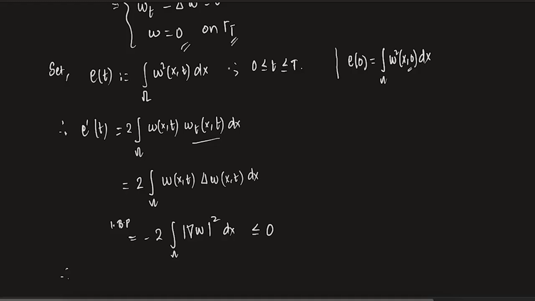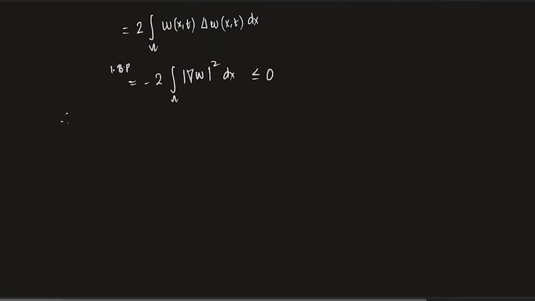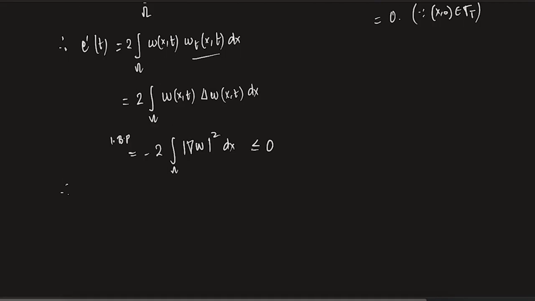That base is included in gamma t, yes or no? So w is 0 on the gamma t. So basically you are taking the integral of 0, that is 0, since x0 belongs to gamma t. I hope this is fine because this is the bottom part of the lid of the can. So what do you have? You have E prime of t is non-positive, right? So that will give you E of t is less than or equal to E at the point 0, which is 0, for 0 less than t less than or equal to capital T. Yeah, this is true.